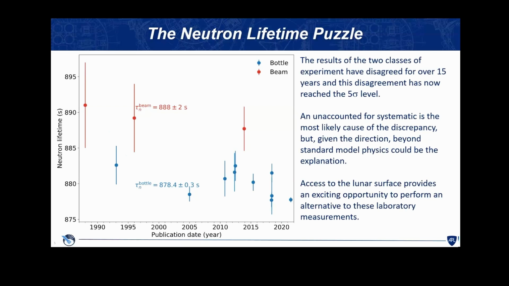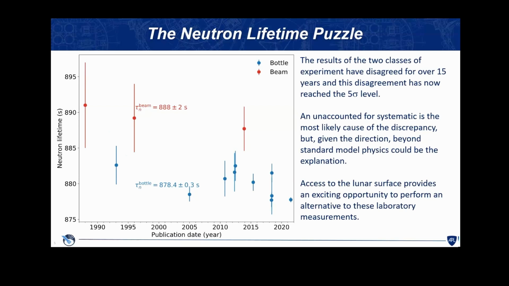And since 2005, there's been a significant disagreement between the two. And in fact, since June of this year, when a new bottle result was published, that disagreement has reached the 5 sigma level. And it's this disagreement that we call the neutron lifetime puzzle. So you can presumably see that this is a big problem in experimental nuclear physics.